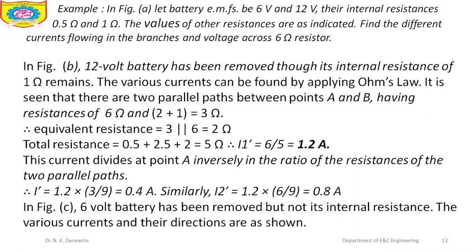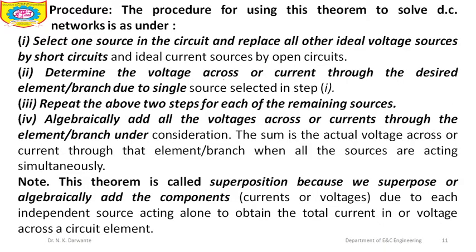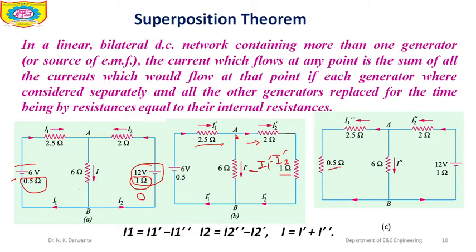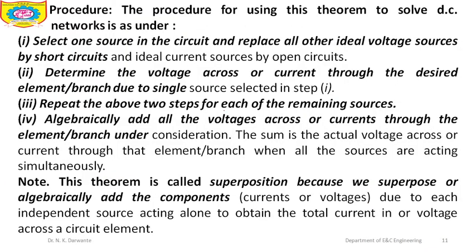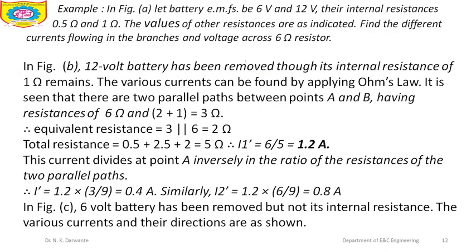Now we will see an example, by giving values in the earlier circuit, means in this circuit. In the circuit, let the battery EMFs be 6 volt and 12 volt. Their internal resistances are 0.5 ohm and 1 ohm. The values of other resistances are indicated. We have to find the different currents flowing in the branches and the voltage across the 6 ohm resistance. Means we have to find I1, I2, I3 as well as the current I flowing through the 6 ohm, as well as the voltage across it.